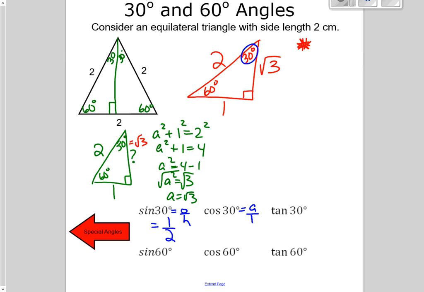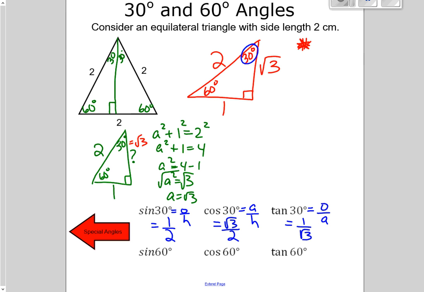Cos 30 is adjacent over hypotenuse. My adjacent side to 30 is square root of 3 over hypotenuse of 2. And my tan of 30 is opposite over adjacent. So my opposite side is 1, and my adjacent side is root 3. So those are the exact values for sine of 30, cos of 30, and tan of 30.